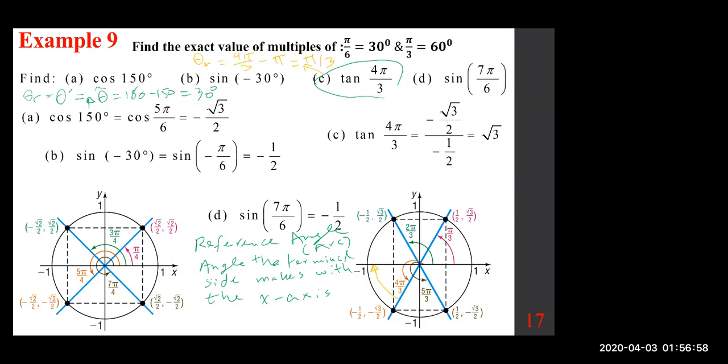Okay. What is the reference arc for 7 pi over 6? Because it's larger than pi and it's in the third quadrant, you subtract pi. So it's the same as pi over 6. Sine of pi over 6 is 1/2. However, you should pay attention to the quadrant. You can figure it out.